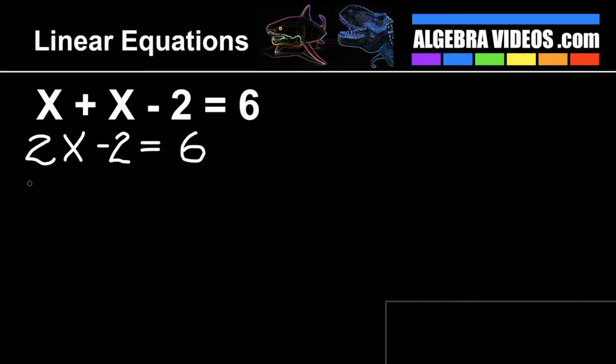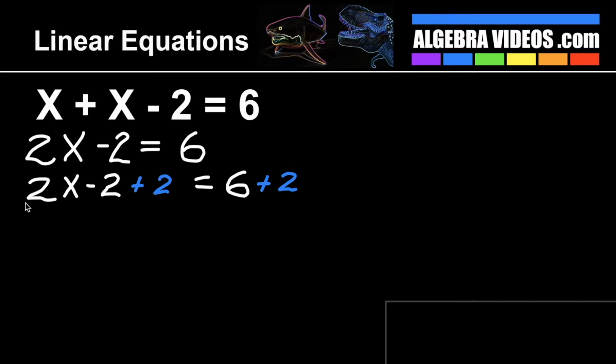So let me rewrite this first. I'm just going to show you how I'm going to do this. 2x minus 2 equals 6. And I left a little bit of space to write here. So now what I'm going to do is add 2 to both sides. I'm adding 2 to both sides. And I'm putting that in blue just so you can see what I'm doing to both sides. You don't have to put it in blue, of course.